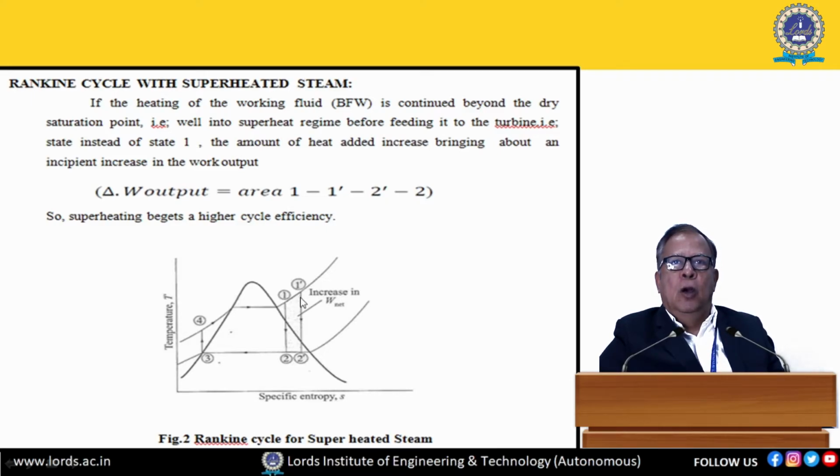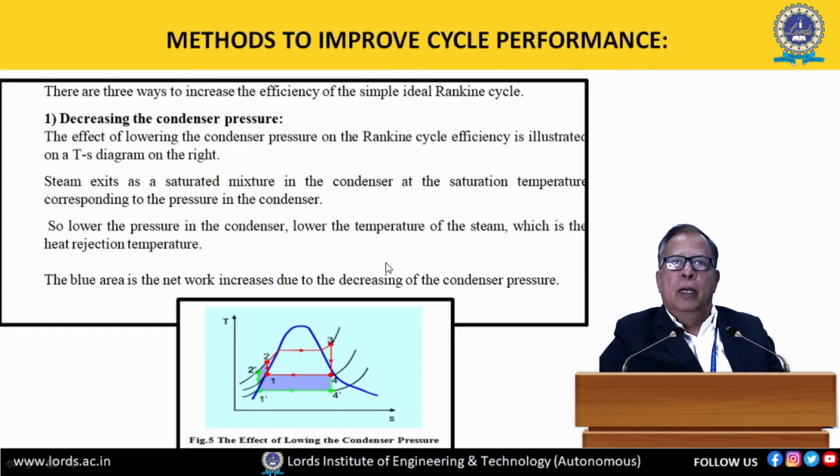You can see here, in blue color, the work has increased. The work output has increased. Thereby this lower area is a net work increase due to decreasing the condenser pressure, thereby increasing the efficiency. This is the first method. Then the second method is superheating the steam to high temperature.